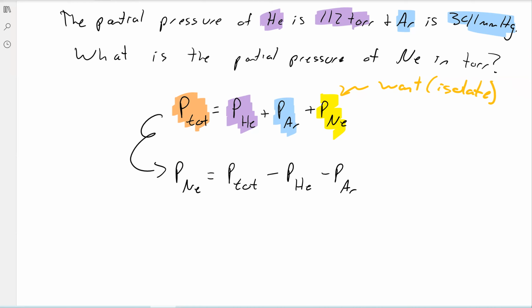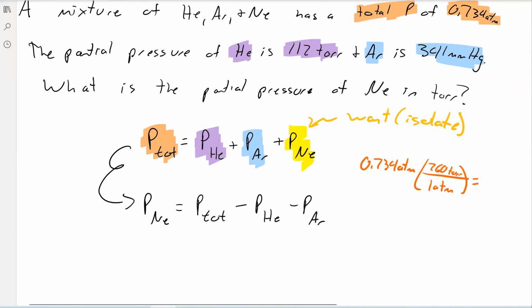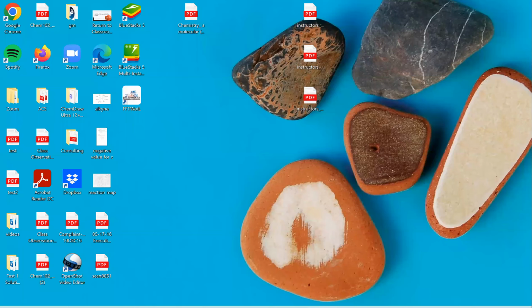And then the last thing we want to think about is we want the answer to be in torr. So we want all of our units to be in torr. So we need to convert all of our units to torr. Let's start off with the 0.734 atmospheres. For every 1 atmosphere, there's 760 torr. So we get 557.84 torr. That 7 being the sig fig.